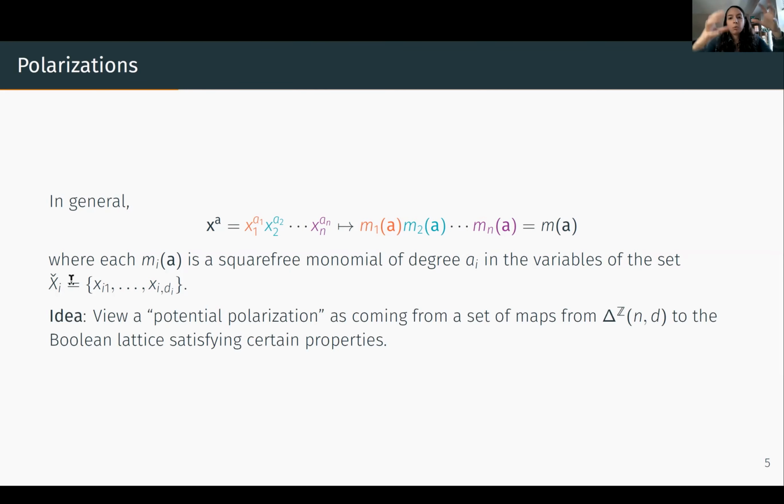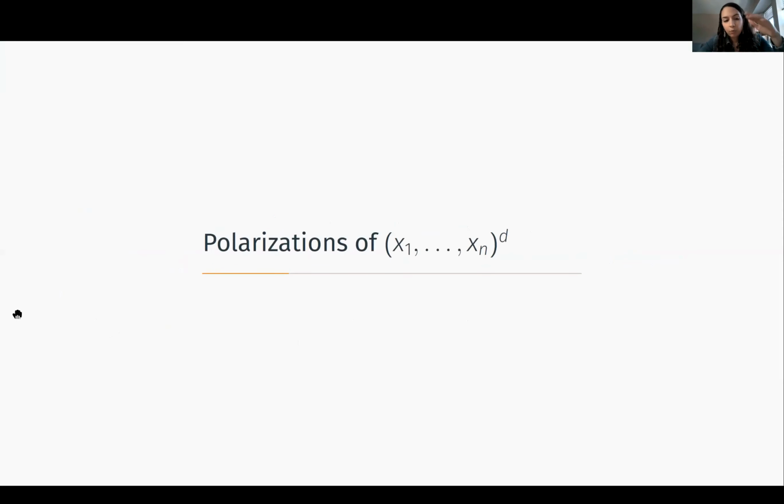Basically that's what we're going to do. We're going to view these monomials as exponent vectors. The input is going to be the exponent vector of the monomial, and the output is going to be this product of square-free monomials. So we're going to view this as a map from those exponent vectors to the Boolean lattice. And we're going to do this now for powers of the maximal ideal.